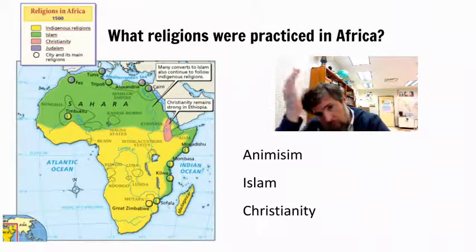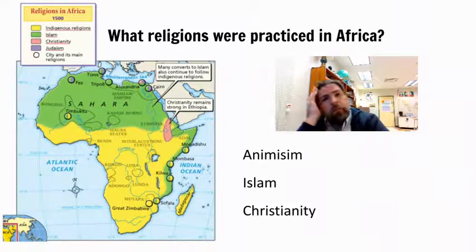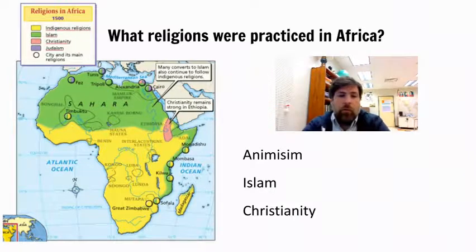There's three religions we're going to talk about: animism, Islam, and Christianity. And animism is probably the most important one to start off with, and then it becomes less important over time because it gets displaced by Islam and Christianity. But during this time period, it's still a very big deal. And as you can see from this map, it says indigenous religions in yellow. And indigenous religions in Africa means animism.